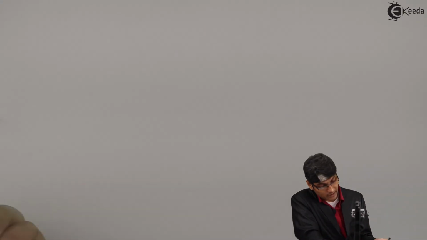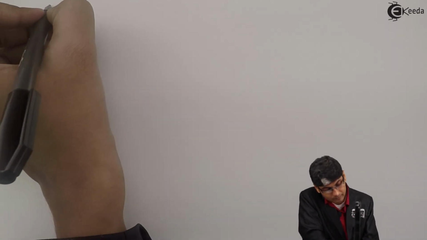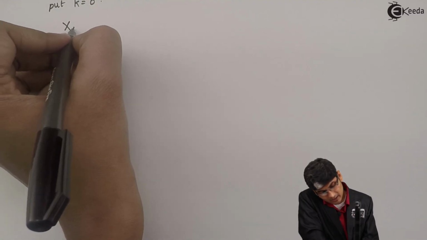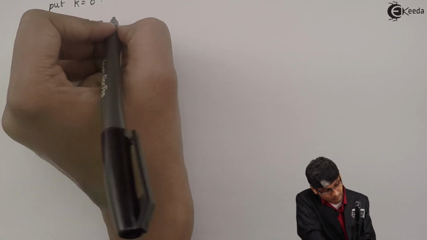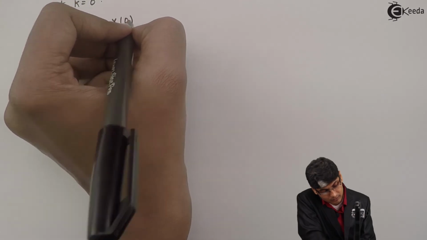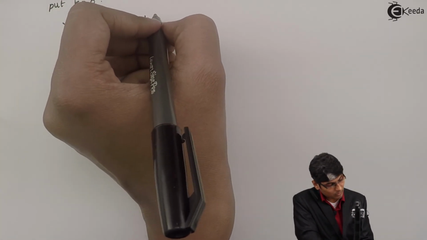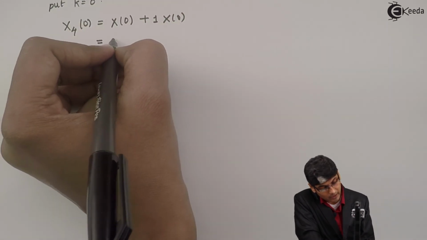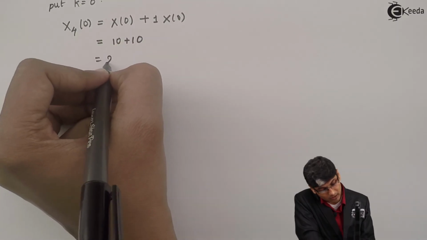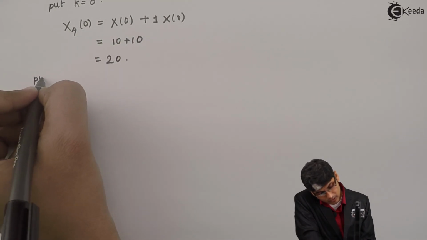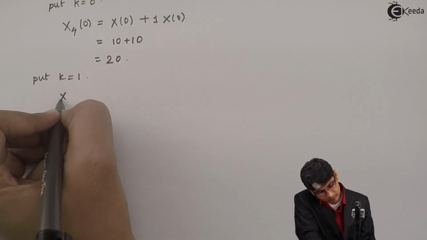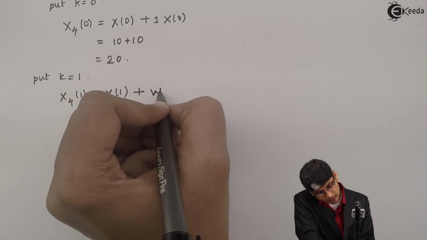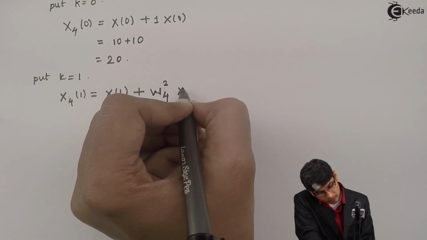Therefore, now I can put k equals to 0. So, I get x4 of 0 equals x of 0 plus w 4 raised to 0, which is 1, and then x of 0 again. So, I get 10 plus 10, which is nothing but 20. Now, let us put k equals to 1. Therefore, x4 of 1 will be equal to x of 1 plus w 4 raised to 2 x of 1.